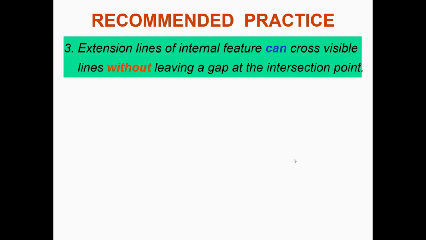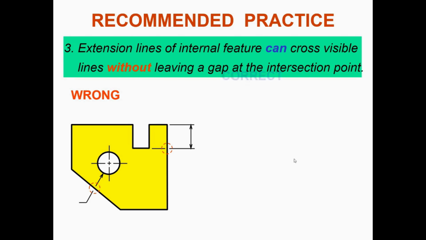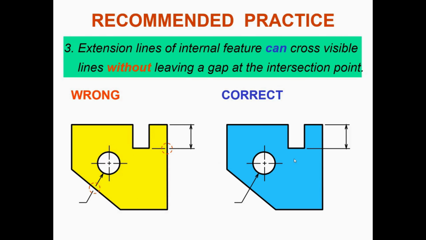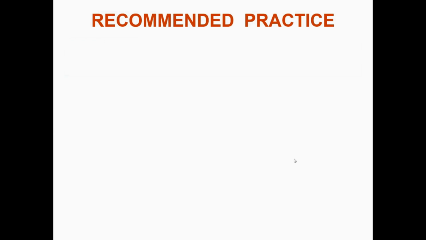Extension lines of internal features can cross visible lines without leaving a gap at the intersection point. So again, this is a very wrong approach. You're not supposed to leave a gap. We've said it, I think, in the previous practices or recommendations that we saw earlier on.